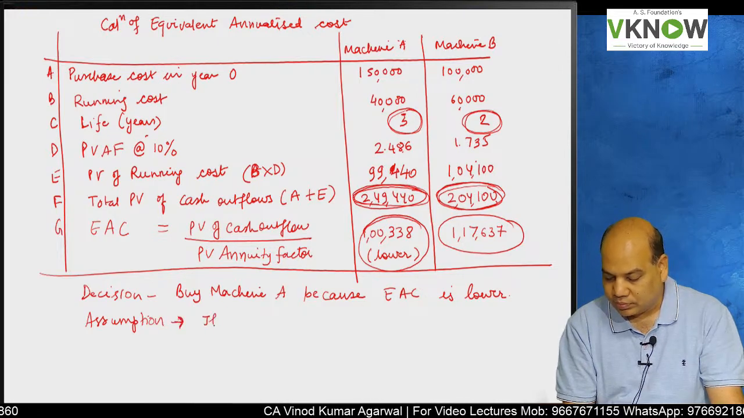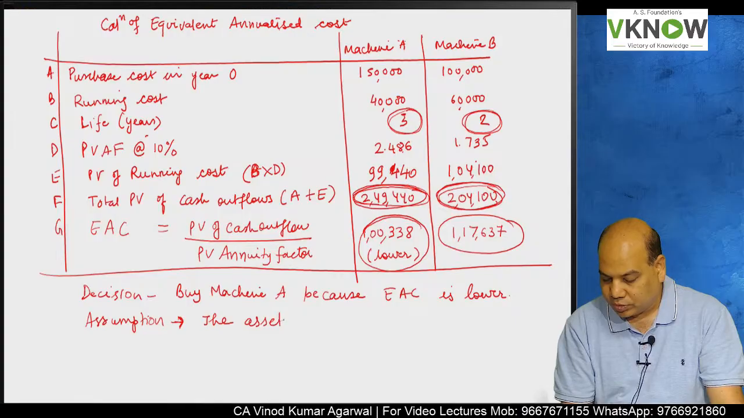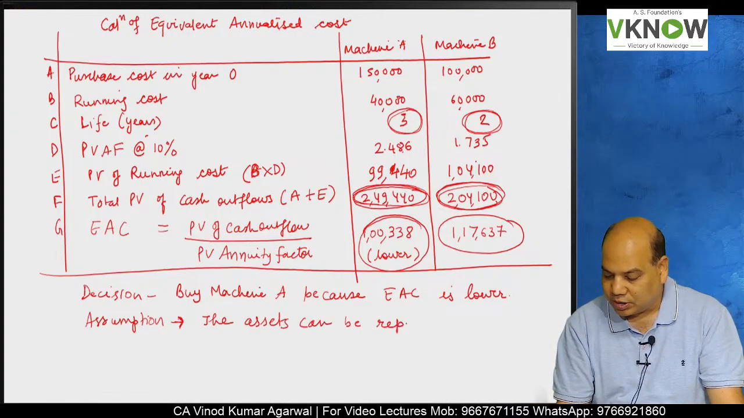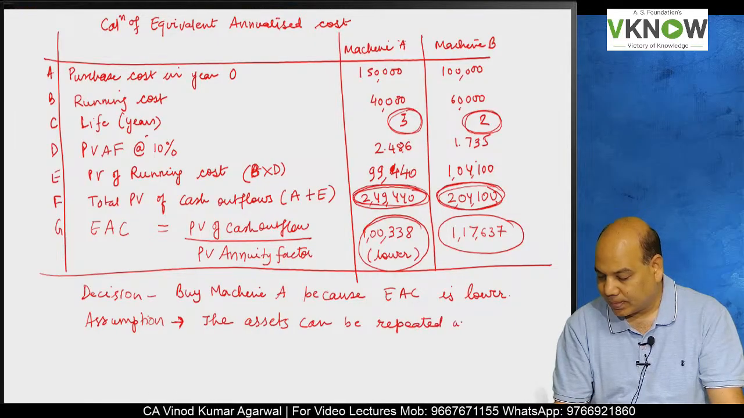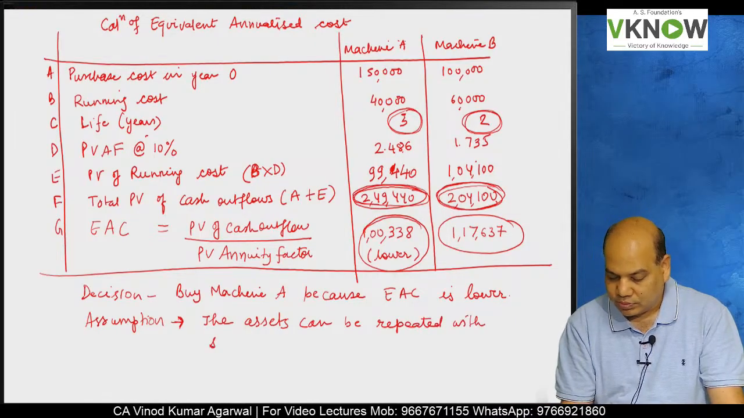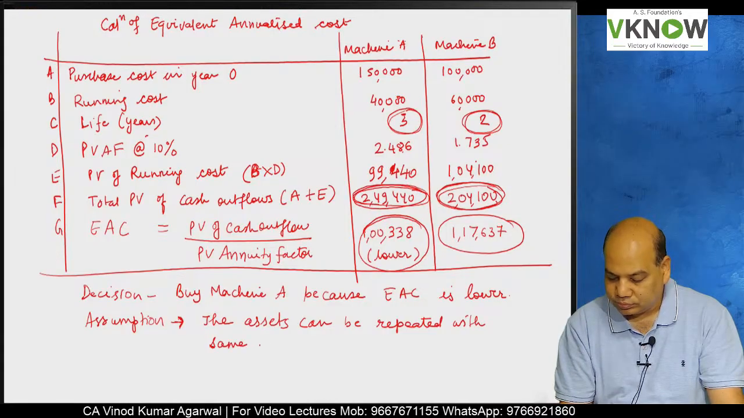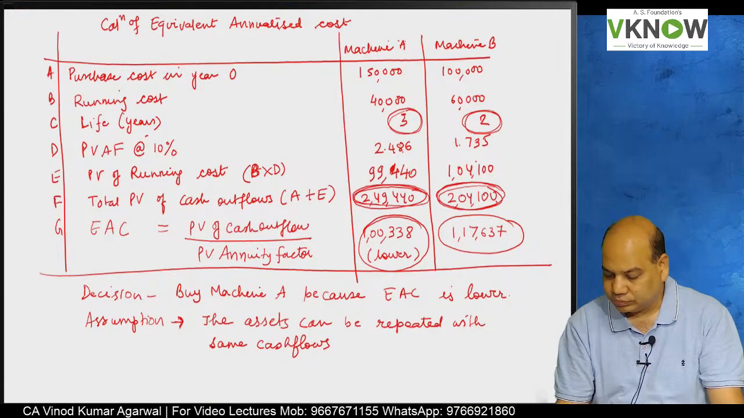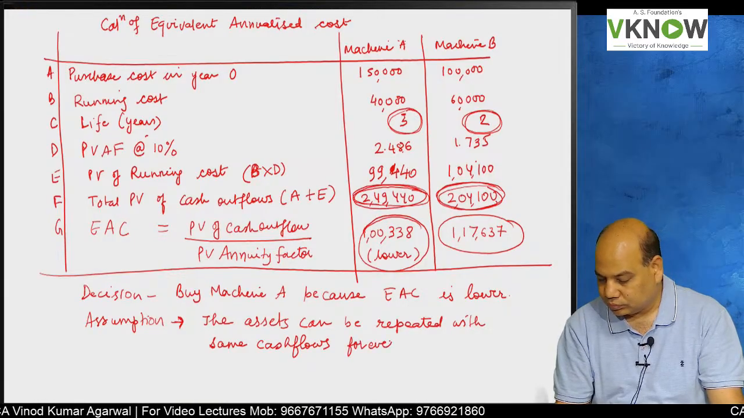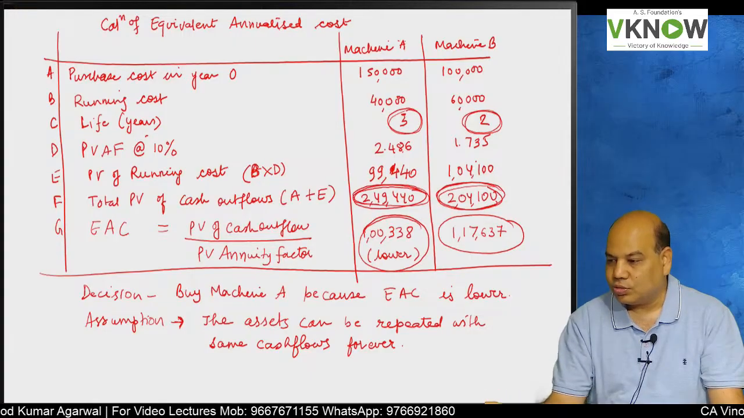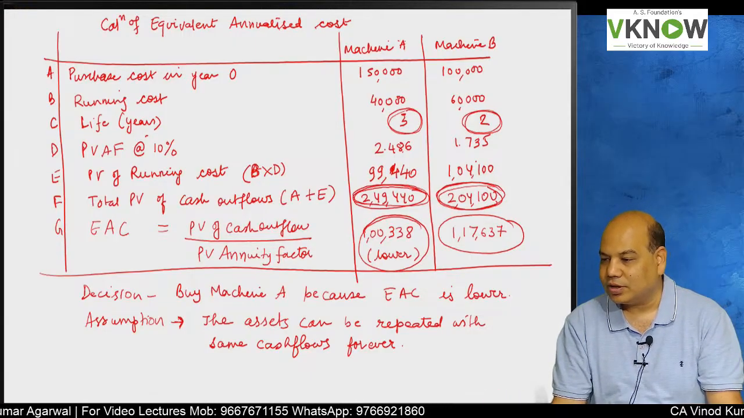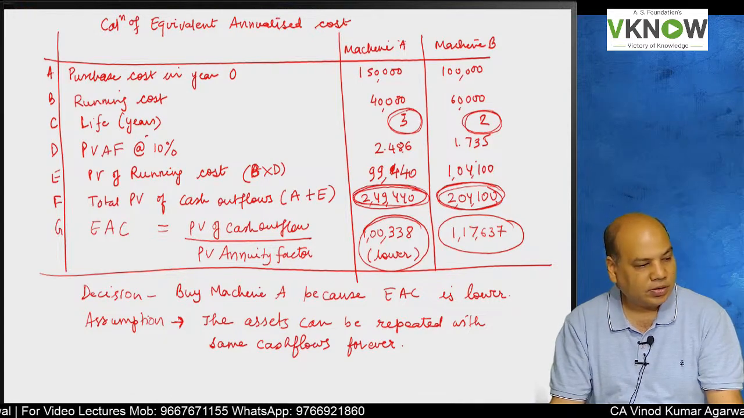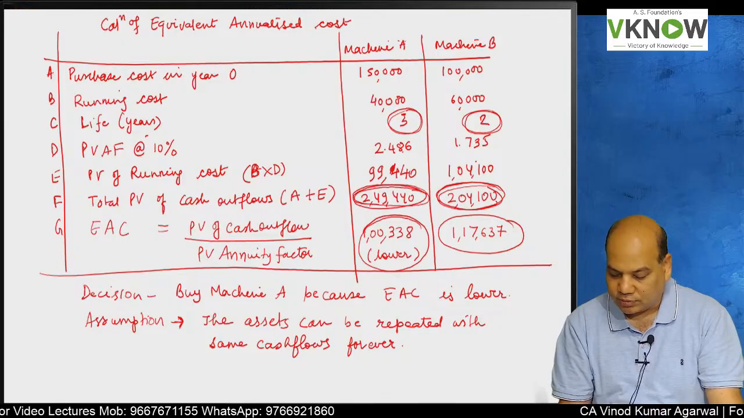And what are the assumptions we are making here? Assumption is that the assets can be repeated with same cash flows. The asset can be repeated with same cash flows forever. That means if you want to purchase machine A again after 3 years, you will have to incur same cost 1,50,000 and same running cost 40,000.